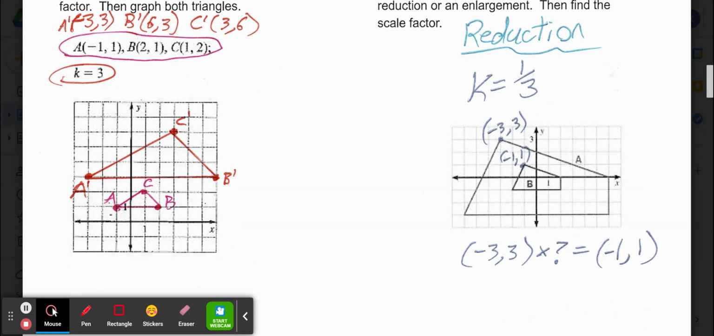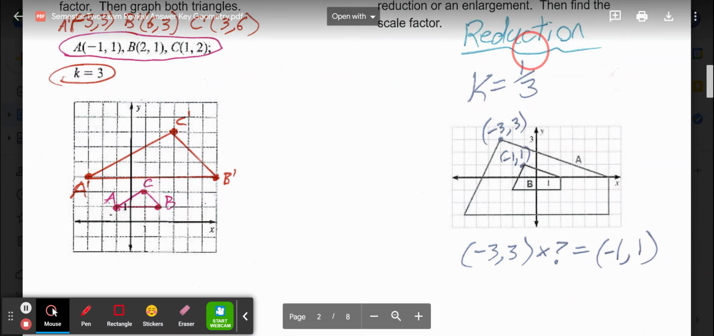So the easy way to do that is pick one point off of B, the corresponding point off of A. So I have negative 3, 3, negative 1, 1. And I want to think, how did I go from negative 3, 3 to negative 1, 1? What would that have been multiplied by? And in this case, both were divided by 3, which is the same as multiplying by 1/3. So our scale factor of k was 1/3.